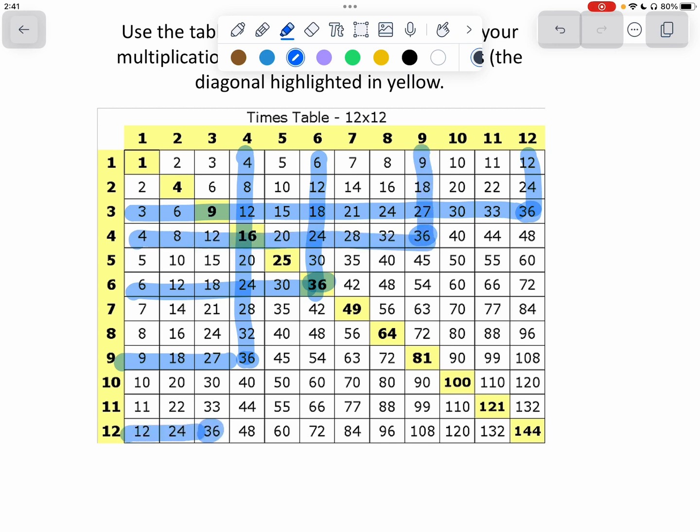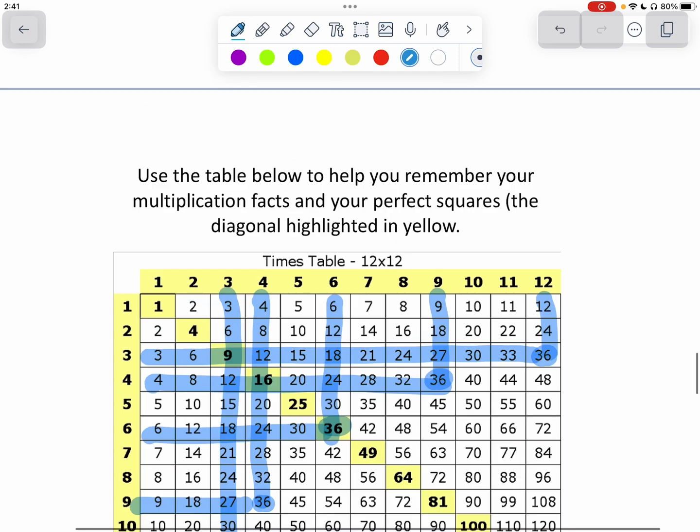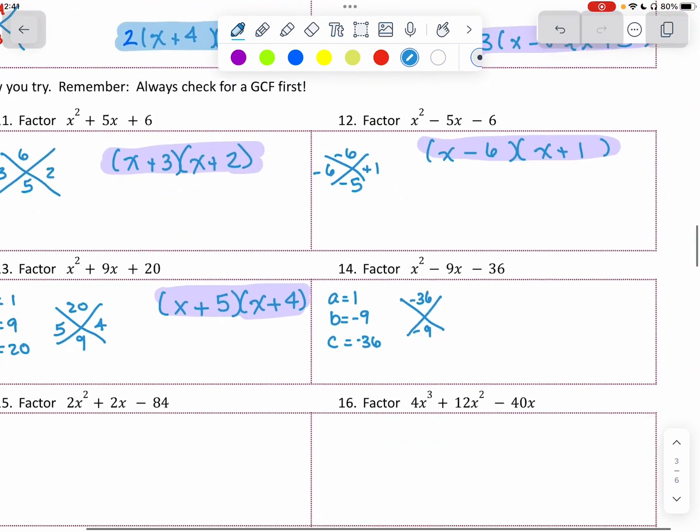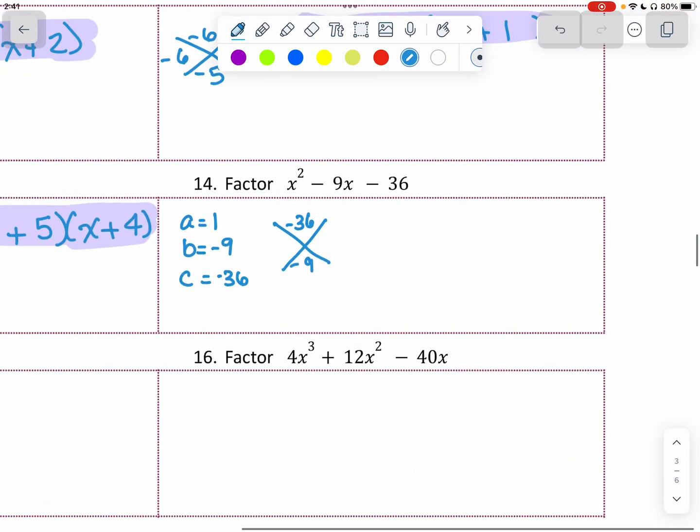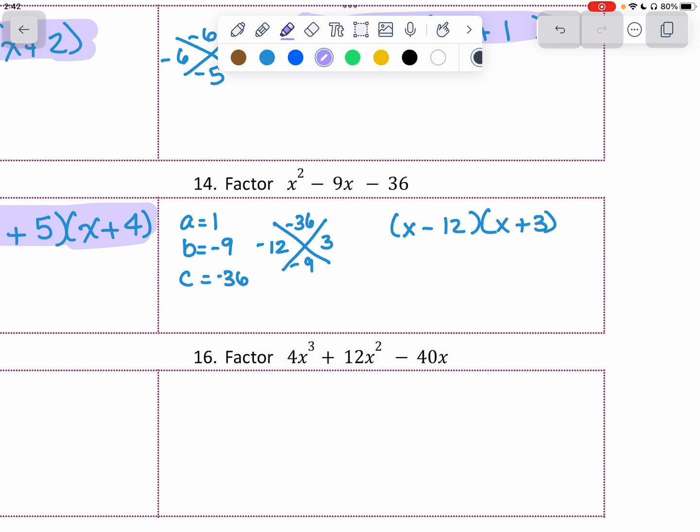And 3 times 12 again. Those are all the ways you can get 36 by multiplying. So then I'm going to go back up here, and 12 and 3 are going to be my two factors. I need them to multiply to give me negative 36 and add to give me negative 9. So I know the 12's got to be negative. So this factors to be (x - 12)(x + 3). And that's my factored form.